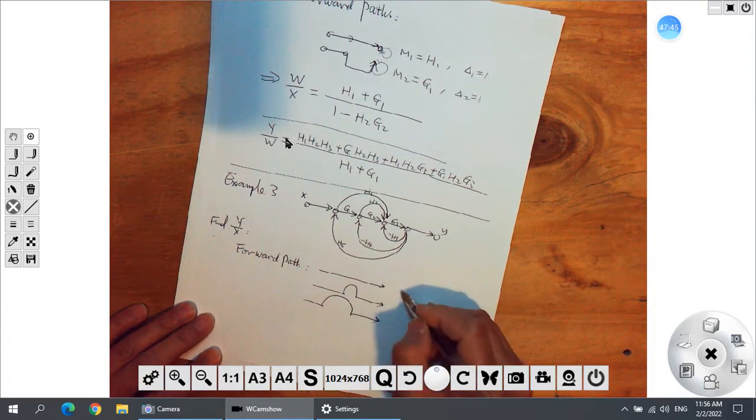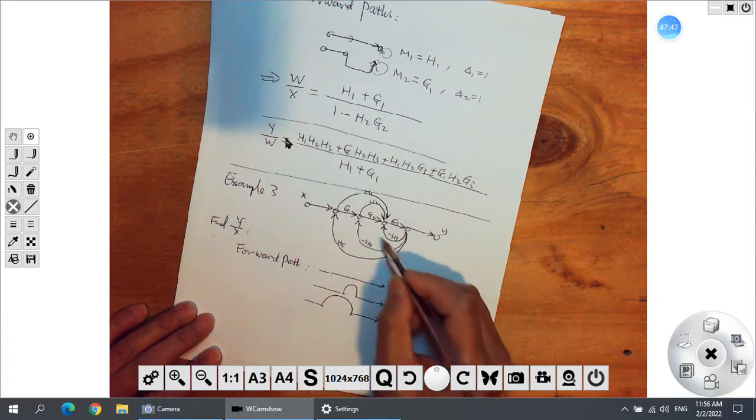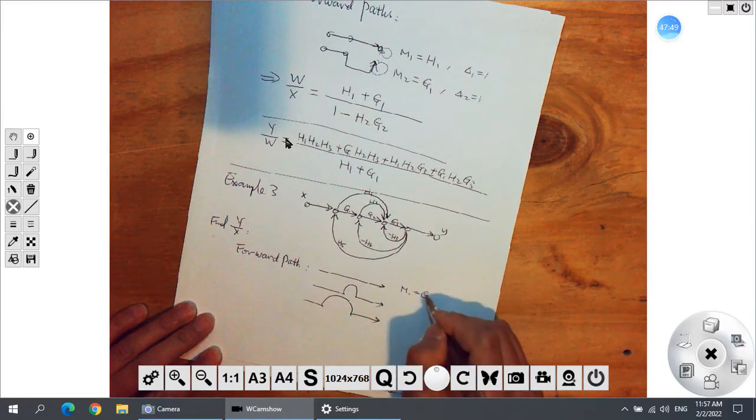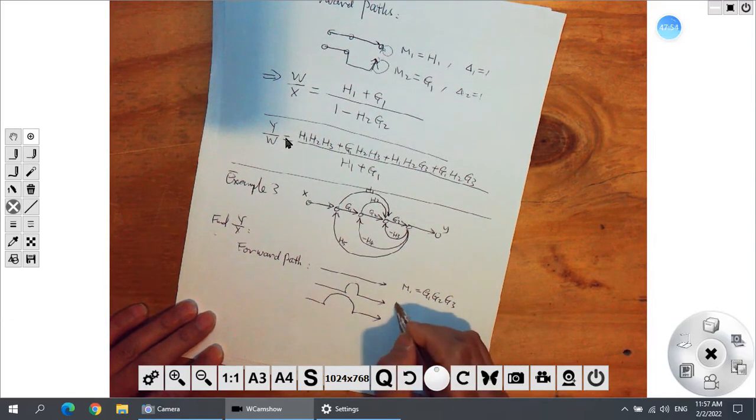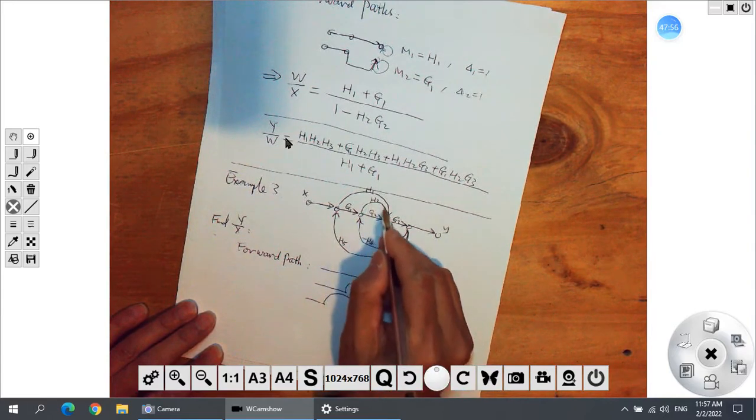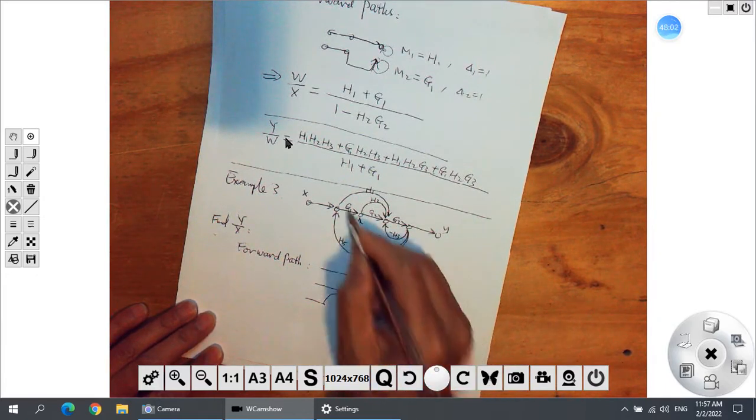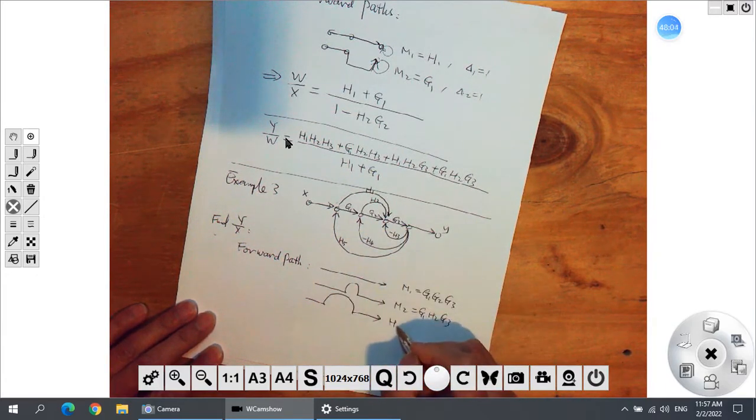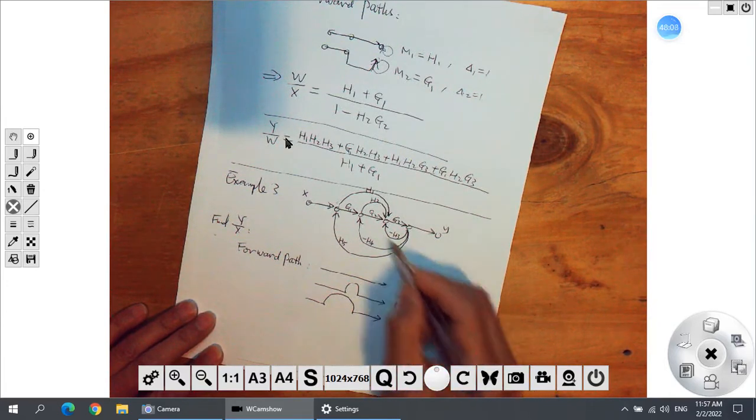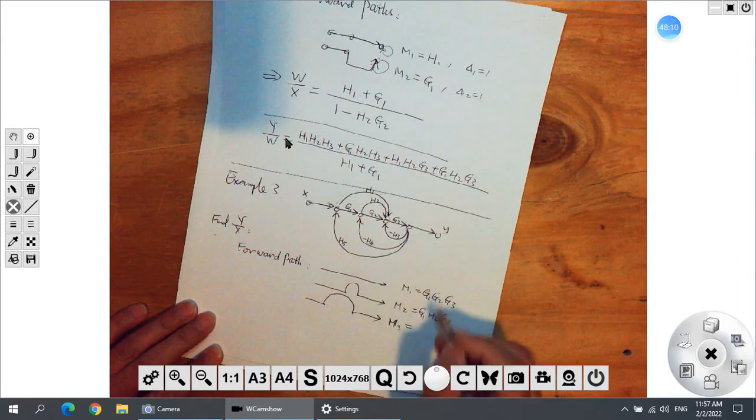Okay. And M1 equal to straight ahead is G1, G2, G3, right? And M2 is this small circle, so G1, H2, G3, and the top path, the highest path, is M3. Here's M3 is H1 and G3, right?